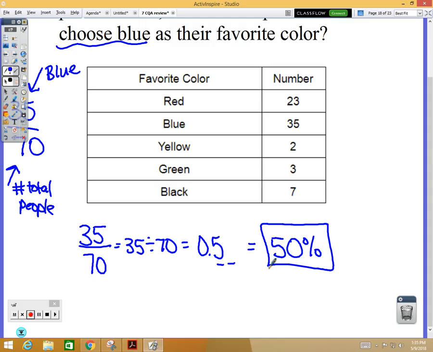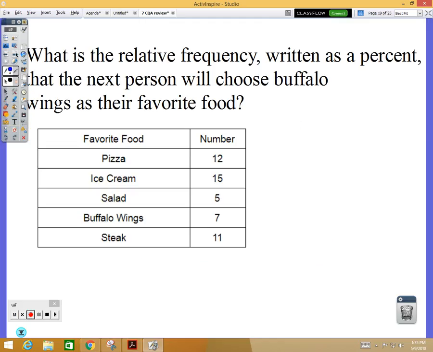So I'm going to give you a problem similar to this up here on the board now. And I would like for you to tell me what is the relative frequency, written as a percent, that the next person chosen wants buffalo wings. All right, in order to find this, you should have found the total number of people, which was 50 total people, so that's your denominator. And the amount of people that like buffalo wings is 7. So 7 out of 50.